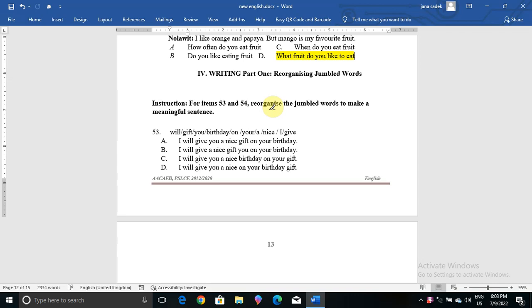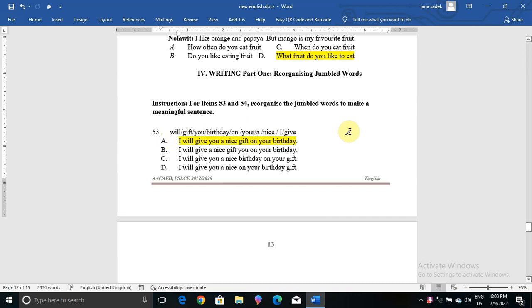I will give you a nice gift on your birthday. So when we arrange all of these words, it will be, I will give you a nice gift on your birthday.